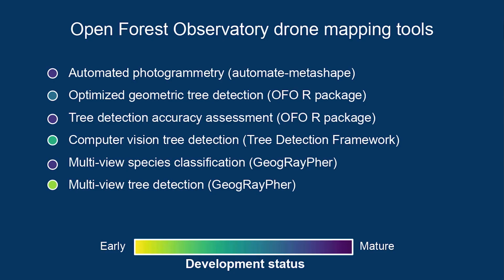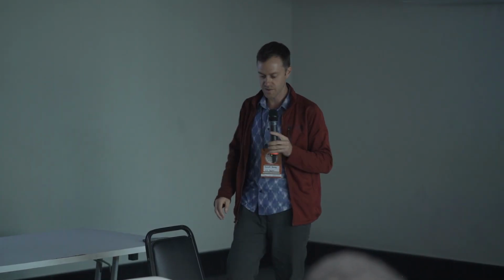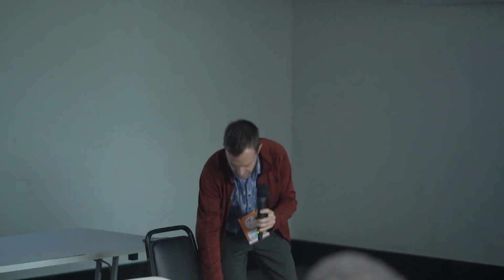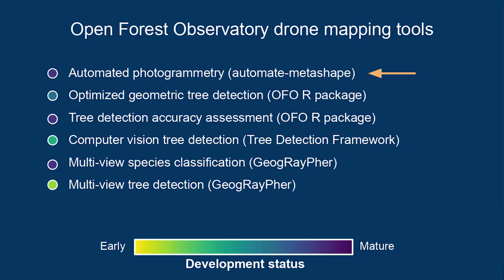They're all usable to some extent already. Some have some rough edges still, but they are usable. So let's say you went and collected drone imagery from a dozen sites, and the first step then is to process it with photogrammetry into the geospatial data products. That's where our first tool here to automate photogrammetry comes in.